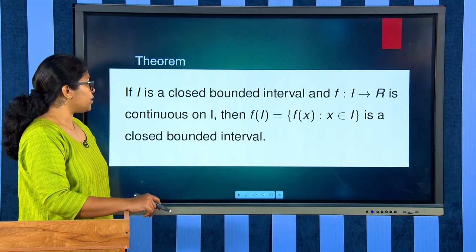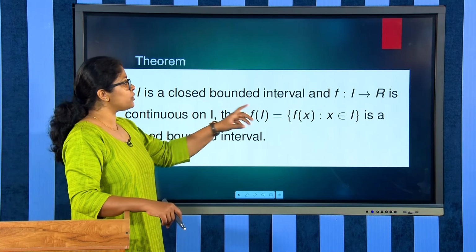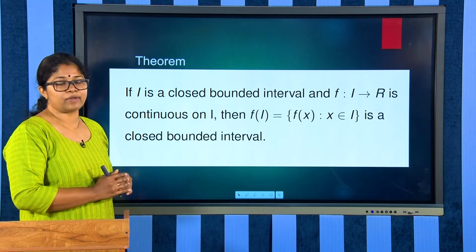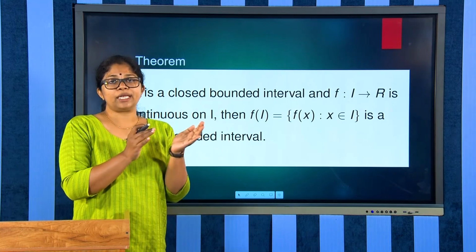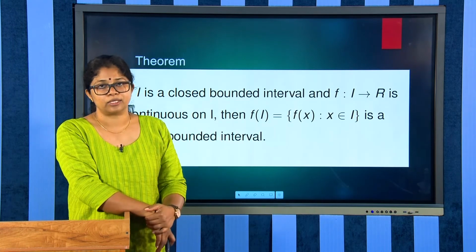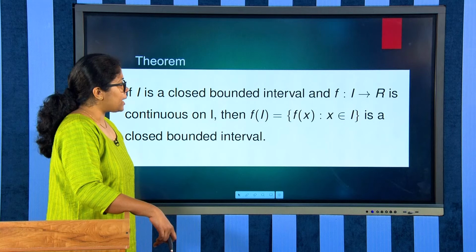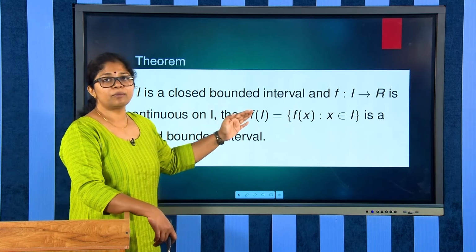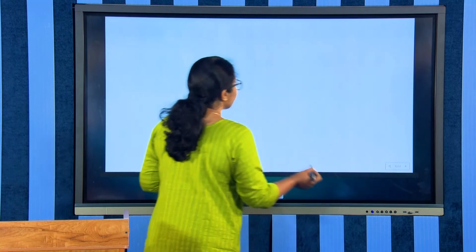The next is an important result. If I is a closed bounded interval and f is a function from I to R that is continuous on I, then f of I is a closed bounded interval. The importance of this theorem is that a continuous function takes a closed bounded interval from the domain to a closed bounded interval in the range. The theorem follows from the maximum minimum theorem and Bolzano's intermediate value theorem. So I will give you an outline of the proof.